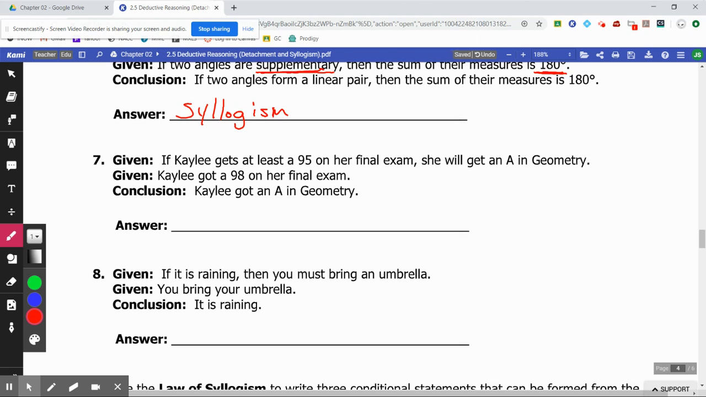If Kaylee gets a 95 on her final exam, then she will get an A in geometry. Kaylee got a 98. So is that at least a 95? Sure. So this was true. So therefore, what do we know? This will be true as well. That is detachment.